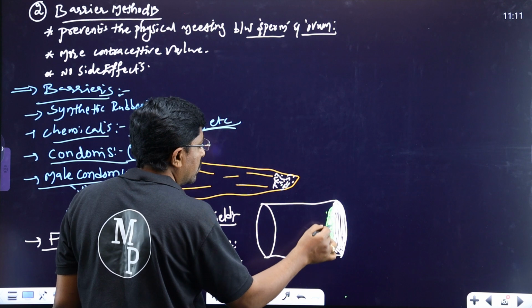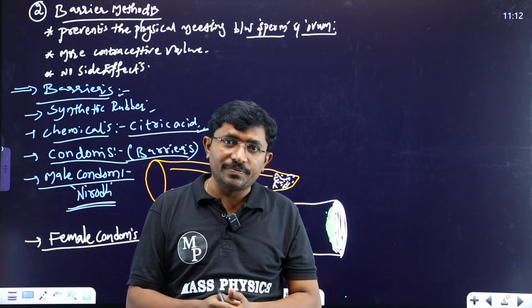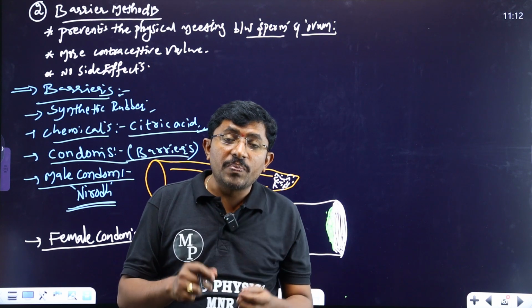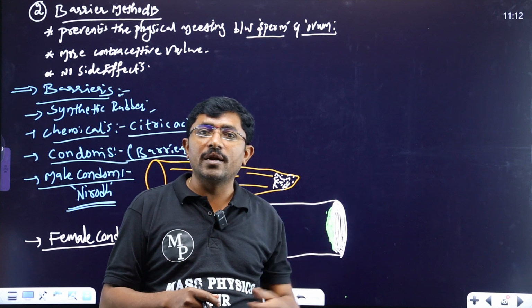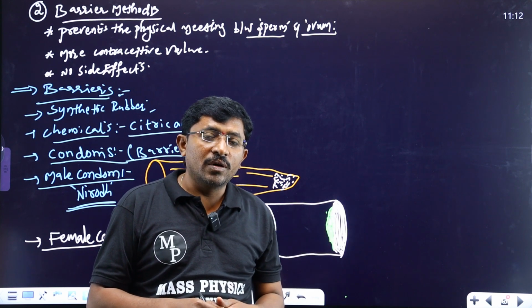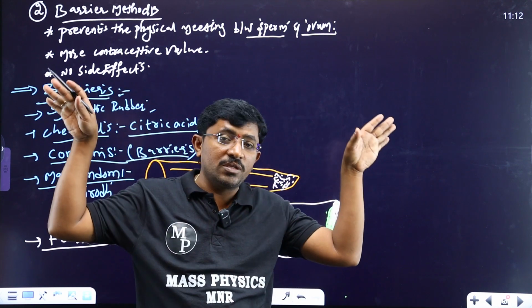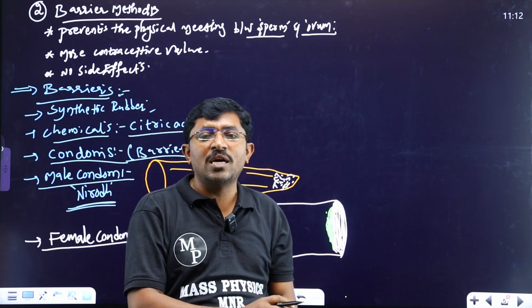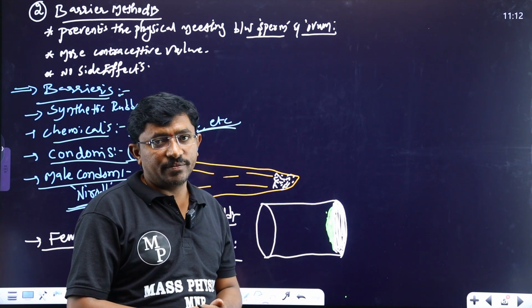Then at the time of copulation, the ejaculation takes place inside this condom, and the semen does not reach the cervix. If the sperm does not reach the cervix, it does not enter the uterus. If the sperm does not reach the uterus, it does not reach the fallopian tube, and there is no chance for physical meeting between sperm and ovum.